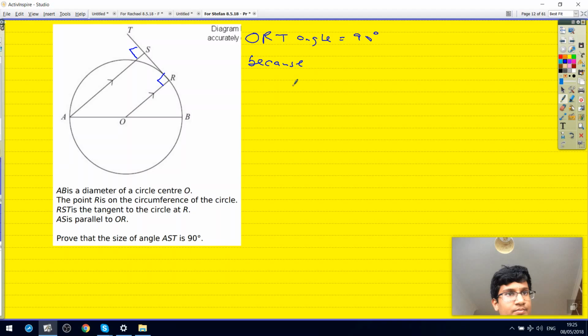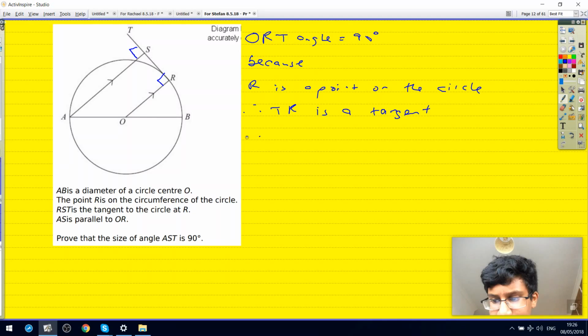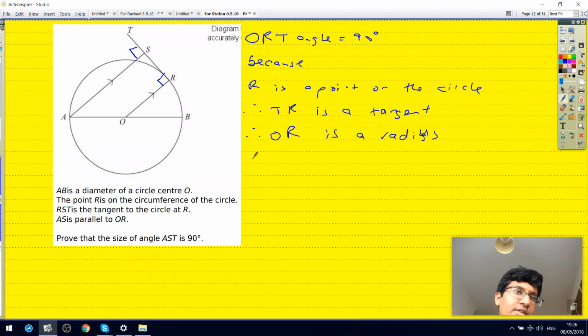Okay, so it says R is a point on the circumference of the circle. And so therefore TR is a tangent. Right, and what do you know about OR? OR is the radius. And then what do you know about a radius and a tangent? When they meet, they're perpendicular, so they make 90 degrees. That's it. And then you would say the other stuff.